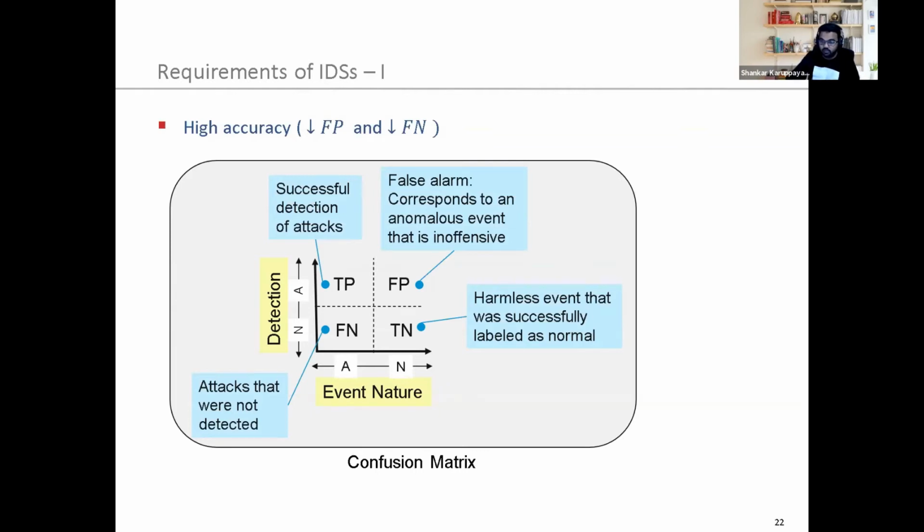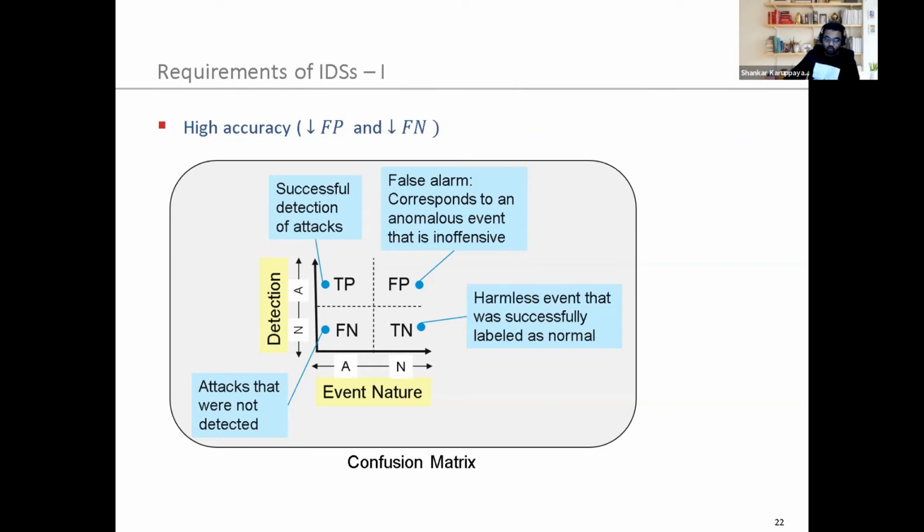Sorry, earlier was false negative. False negatives were attacks that were not detected. So this bottom left is false negative. I think I mentioned false positive in my audio track. So false negatives were incidences, so there were events that were malicious or let's say anomalous, but the system was not able to detect them.